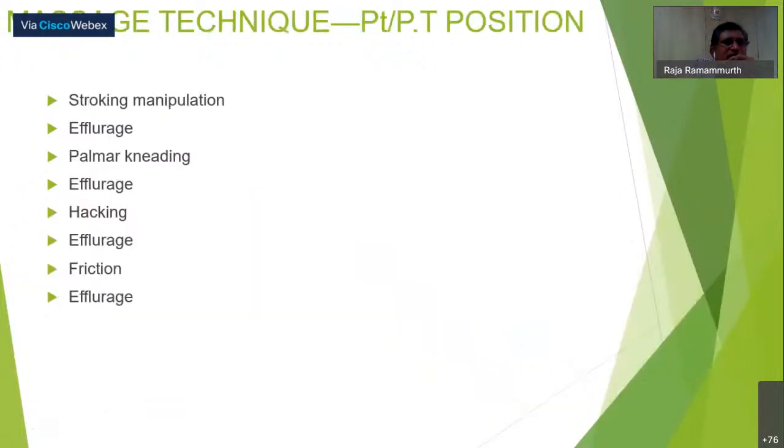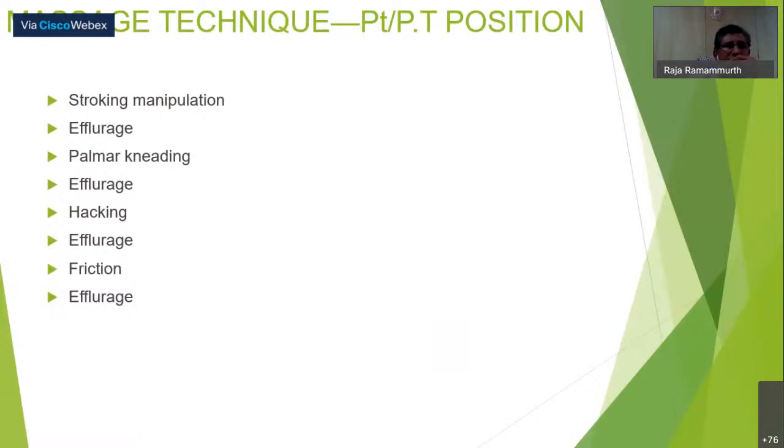Then the third treatment technique for the patient, which is called massage manipulation, right? During the massage manipulation, the patient position and the physiotherapist position is very, very important. For doing back massage, the patient should lie on their abdomen, so they are in prone lying. Then the operator position, the physiotherapist position, is either stride standing or walk standing position.